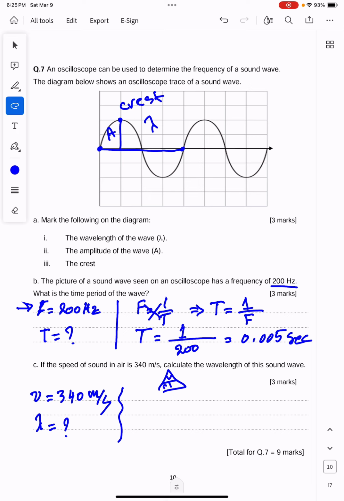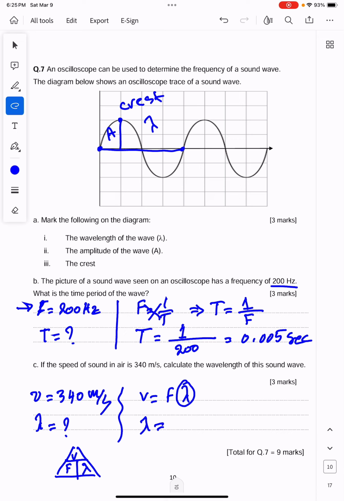V is equal to F. Oh, that's not clear, right? So let's write it here. V is equal to F times lambda. And again, it's going to be given to you in the exam, but let's just write it here, F times lambda. However, we need lambda. We don't need the V right now. So lambda has to be alone on the left side.